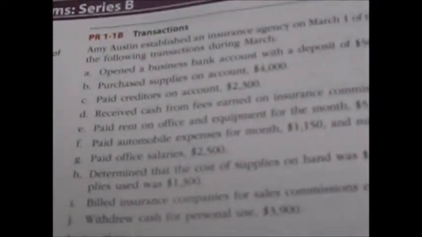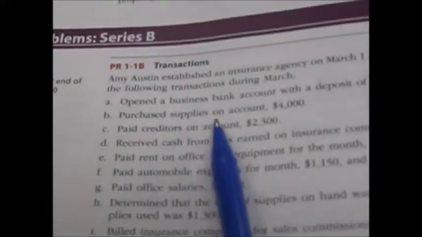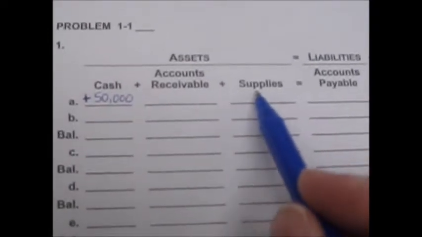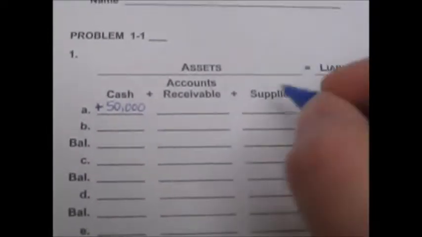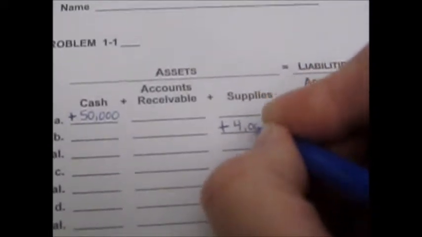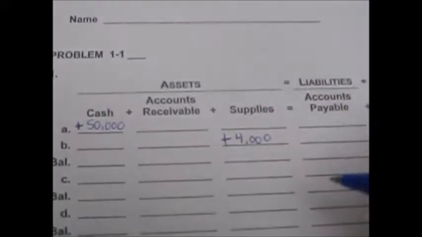Okay, letter B. She purchased supplies on account for $4,000. So we purchased supplies, so we know that it's going to affect our supplies. We're getting supplies, so we're going to add $4,000 to supplies.